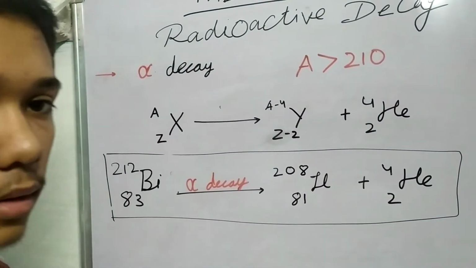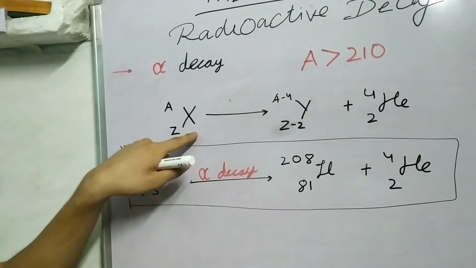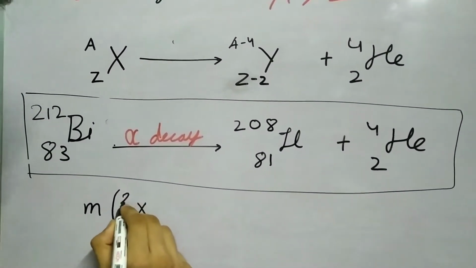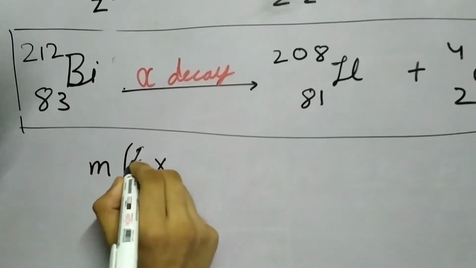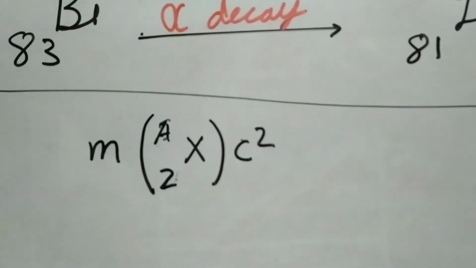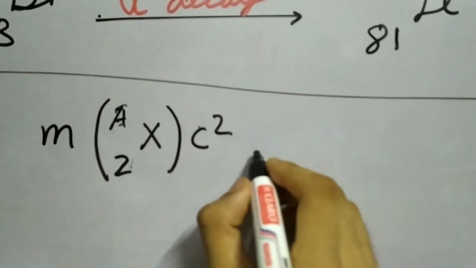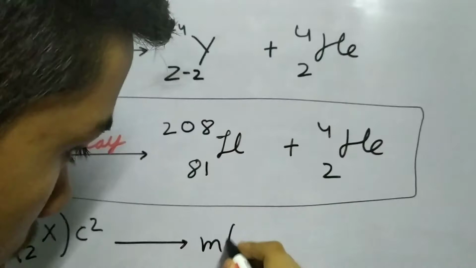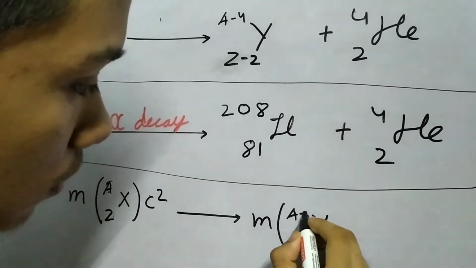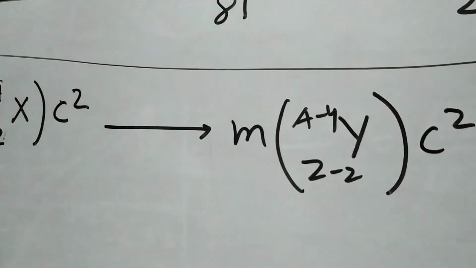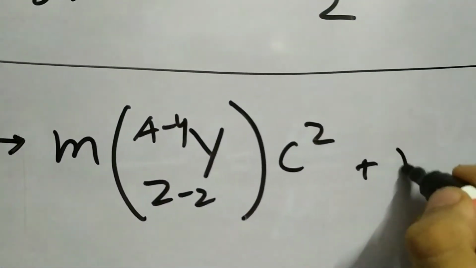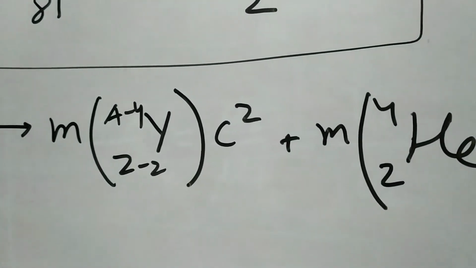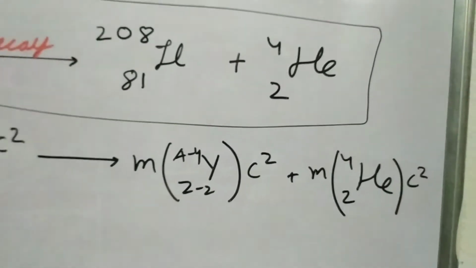Now, what is the energy of this rest mass? It's the mass of this atom, mass of X, Z A, times c square. E is equal to mc square, where m is the rest mass. And what's the rest mass energy of Y? It's pretty obvious, isn't it? Mass of Z minus 2, A minus 4 times c square, plus the mass of the helium nucleus times c square. That's the direct application of E equals mc square.